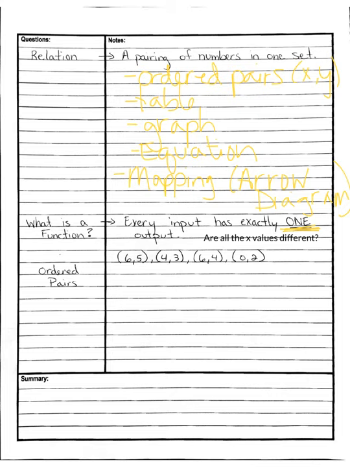So we're going to start here with ordered pairs. We're going to look at our x's. Remember, the first part of our ordered pair is our x value. So I have a 6. I don't even have to look at the y's. I have a 4, I have a 6, and a 0. Are all your x values different? No. So this is not a function.